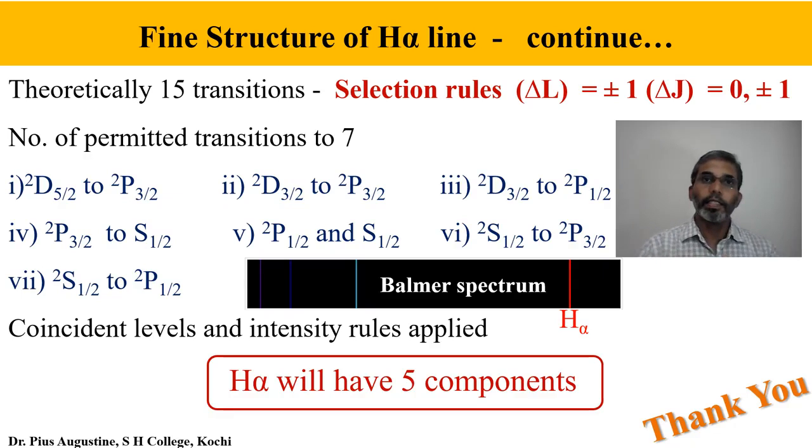So taking into consideration all these coincident levels and these intensity rules, we can show that there are 5 prominent lines that can be distinguished in H-alpha, or we can say that there are 5 component lines. But there are publications which state that there are 7 component lines. Anyway, it is not a single line. Okay, the H-alpha line is not a single line, and hence cannot be explained with the Bohr atom model.